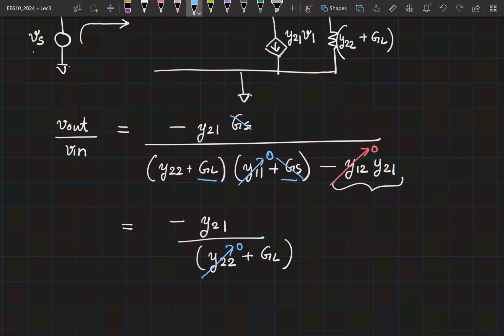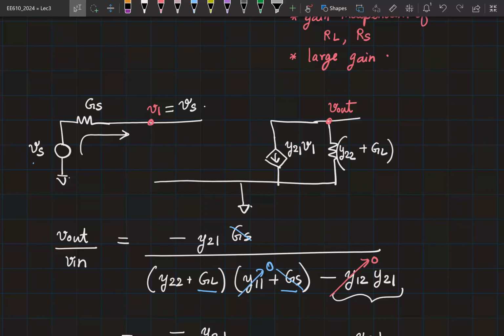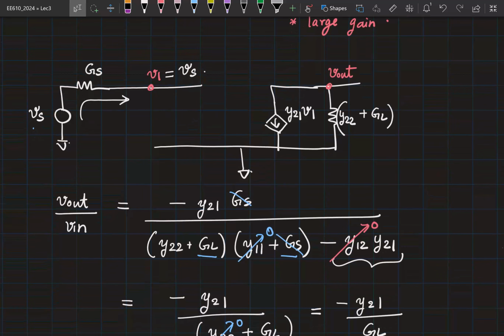We want to make our gain very large. So, I am reducing the denominator to as small a value as possible. This gives me minus y21 divided by GL. Right? And what is the reasoning here? I am completely removing the y22 part. So, all of the current flowing in this path now has to flow through GL.